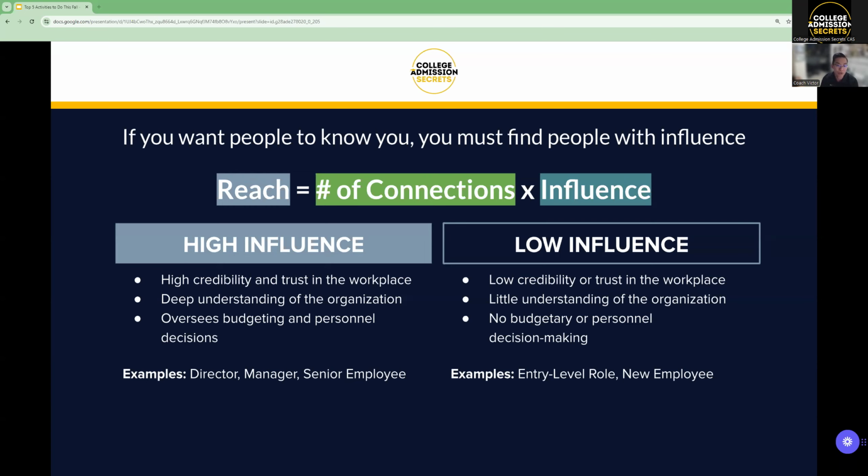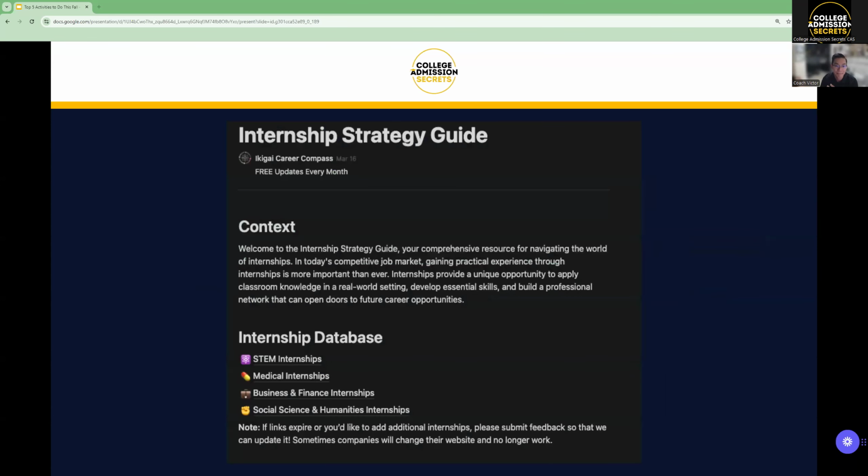While those who have low influence, they have low credibility or trust, they have little understanding of the organization and no budgetary or personnel decision making. These low influence people, while it's great that you're making connections with them, they might not be able to support you. So you might not want to invest so much time with them. So that being said, you want to find high influential people, right, with weak connections, because that's going to be able to help you create those opportunities.